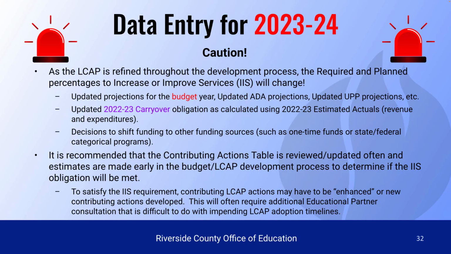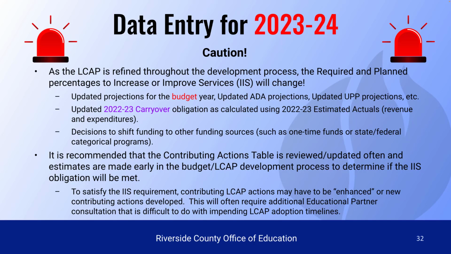And then finally, decisions to shift funding to other funding sources, such as one-time funds or state and federal categorical programs, will affect your proportionality percentage. So again, it's recommended that the contributing actions table is reviewed and updated often, as estimates are made early in the budget and LCAP development process to determine if the obligation will be met. To satisfy this requirement, again, contributing LCAP actions may need to be enhanced with additional funds, or new contributing actions may need to be developed.